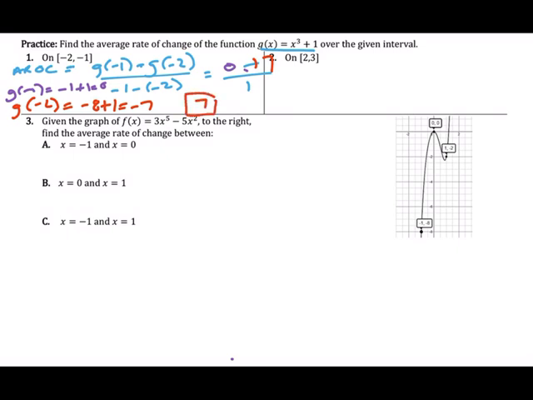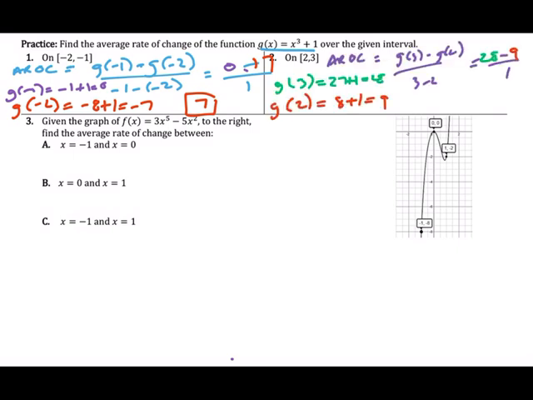I encourage you to pause the video and work through number 2 on your own. So here's the setup. Once we calculate the individual values of the function and then simplify the average rate of change formula, we get 17.